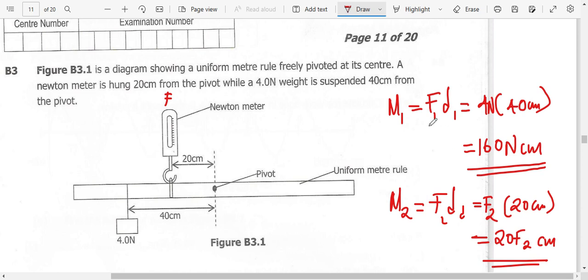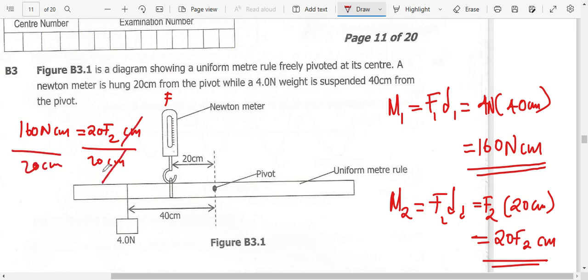Now from the principle of moments, clockwise moment and anti-clockwise moment are supposed to be equal. So 160 newton centimeter is equal to 20 F2 centimeter. I'm going to divide by 20 centimeter this side, and also this side. The centimeter cancels with the centimeter. So F2 is going to be, the 0 cancels with the 0 there, 2 into 16, that is 8 newtons. So this is the reading that we are going to see on the Newton meter. Is that okay?